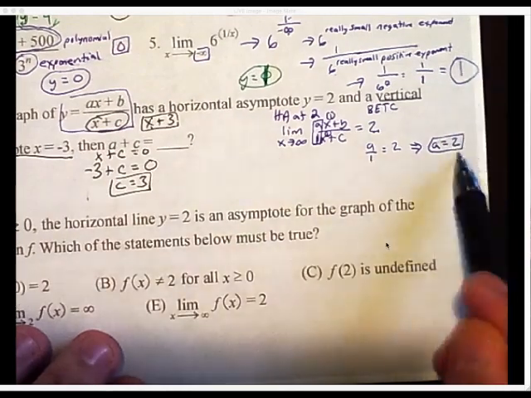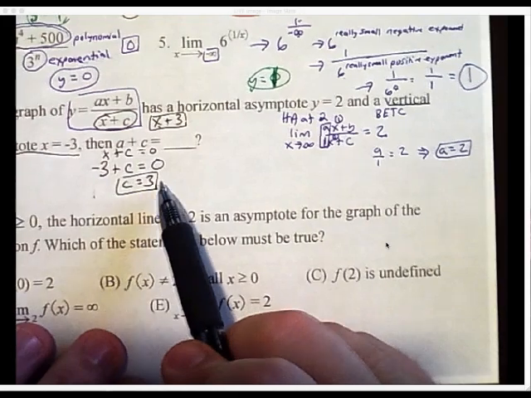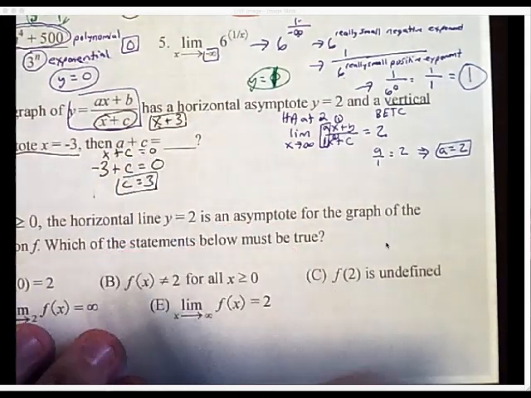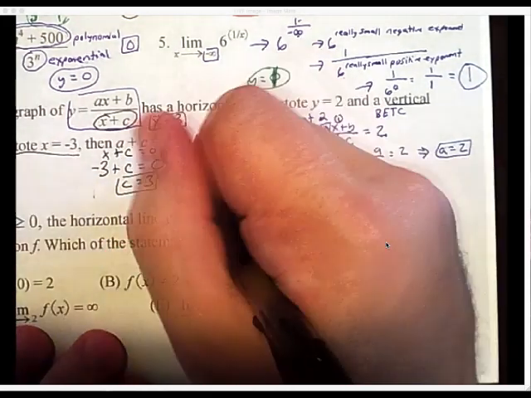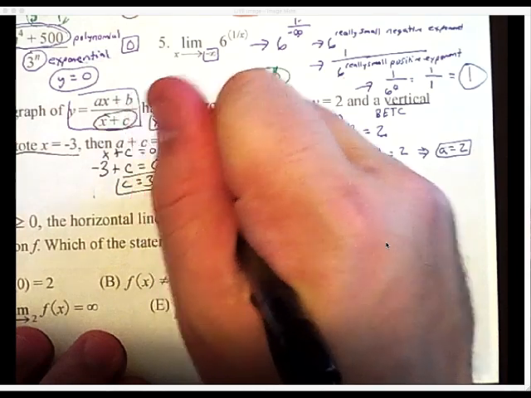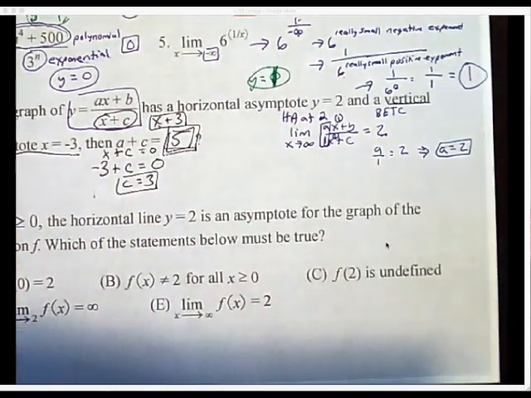So if A is 2 and C is 3, the question is asking me what's A plus C? Well, what's 2 plus 3? Hopefully it's pretty straightforward. The answer to that question is simply 5.